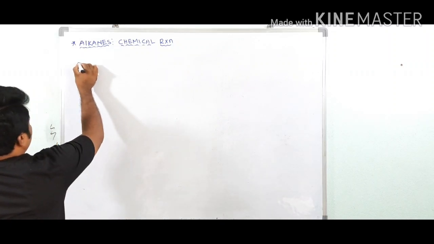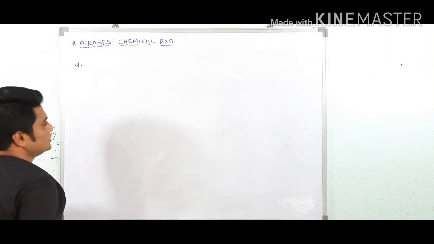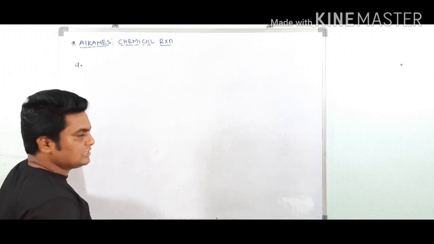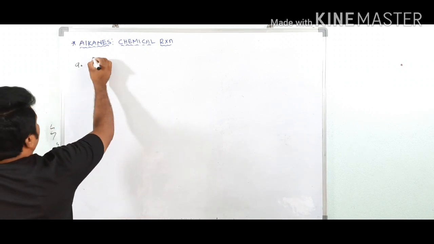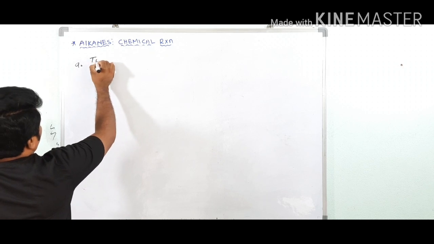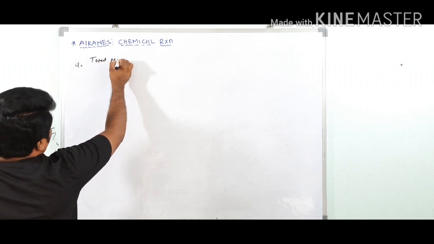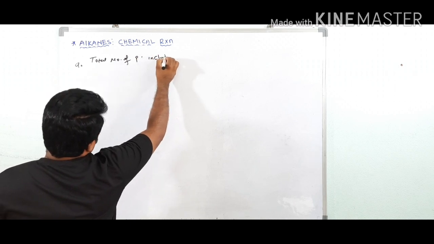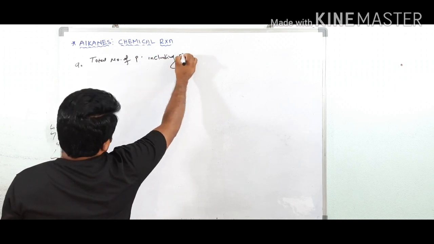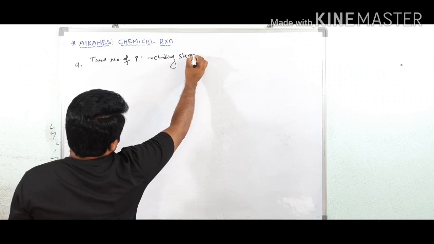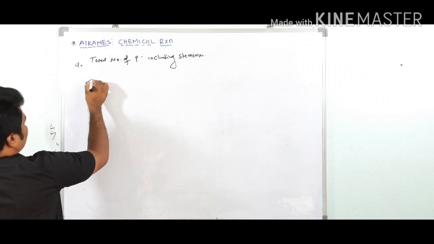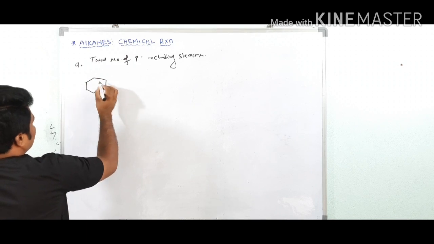Now this is question number 9. Say the total number of products including stereoisomers. That is the question. Total number of products including stereoisomers on monochlorination of this product.